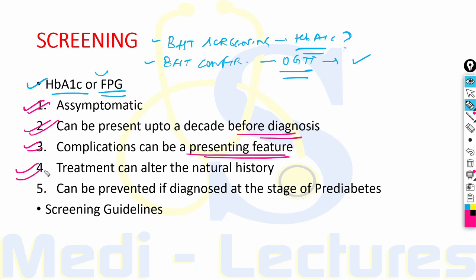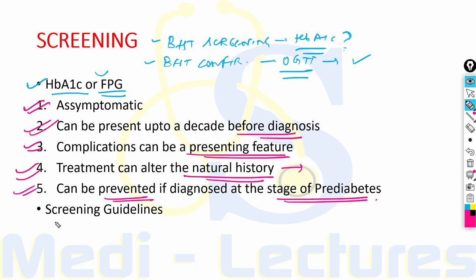Also, the treatment of type 2 diabetes can alter the natural history. If we have diagnosed it earlier and the proper treatment is given, we can alter the natural history of the disease. If we catch the disorder in the stage of pre-diabetes, that is impaired glucose homeostasis, we can prevent frank diabetes mellitus.